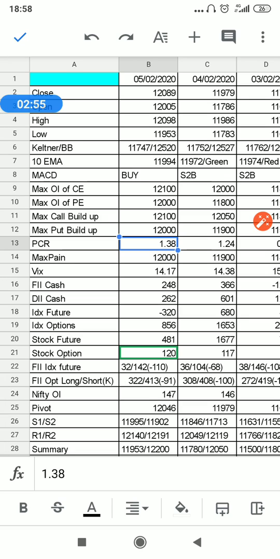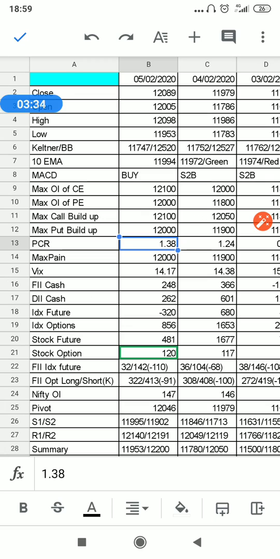Okay, PCR is increasing. Someone asked me what is PCR. PCR is total put divided by total call. So how to interpret that? If the PCR is increasing, that means it is positive, it is good for buying. If PCR is decreasing, that means it is negative. However, once it reaches a certain value on the upside and downside, there is a chance of reversal. So PCR going up is good and positive, but once it reaches 1.5, 1.6, then it is negative. Similarly, PCR decreasing is negative, but if PCR goes below 1, that is positive.